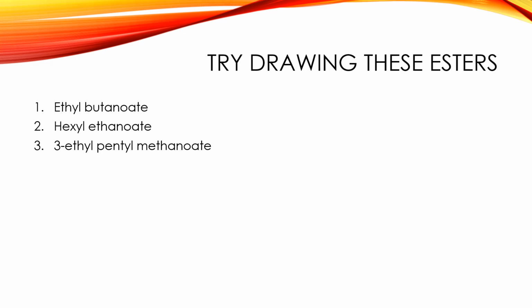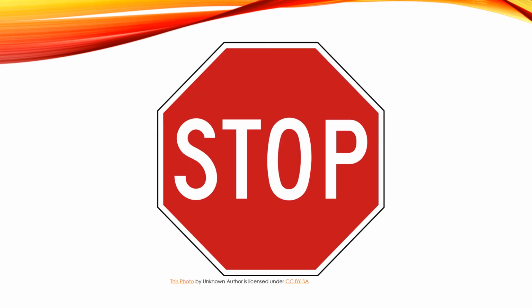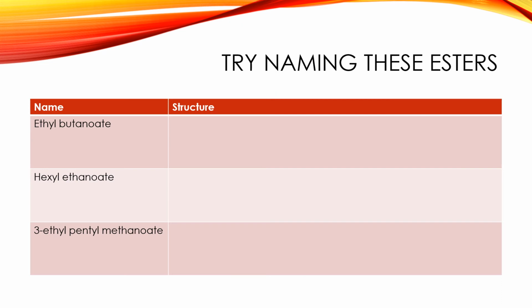I'd like you to try drawing these esters. You will need to stop the video and have a go. So ethyl butanoate, we're starting with the carboxylic acid. It's got 4 carbons, 1, 2, 3, 4. Here is the double bond. So that represents carbon 1, 2, 3, and 4. Now the alcohol group is an ethyl. So there's the oxygen, 1, 2. Complete the hydrogens by making sure that every carbon has got 4 bonds.